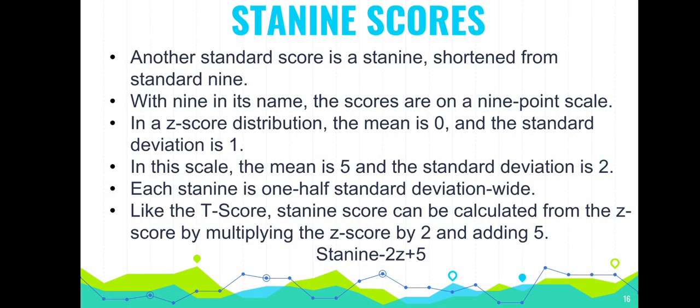Stanine scores. Another standard score is a stanine, shortened from standard nine. So with nine in its name, the scores are on a nine-point scale. In a z-score distribution, the mean is 0 and the standard deviation is 1. In this scale, the mean is 5 and the standard deviation is 2. Each stanine is 1/2 standard deviation wide. And like the t-score, a stanine score can be calculated from the z-score by multiplying the score by 2 and adding 5. So for example, a z-score of negative 2 times 2 plus 5 equals 1.